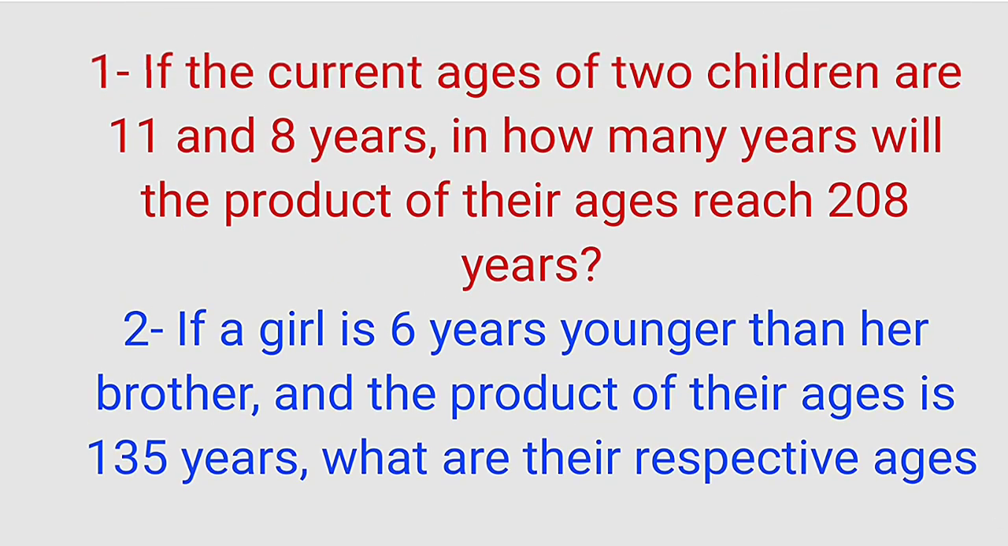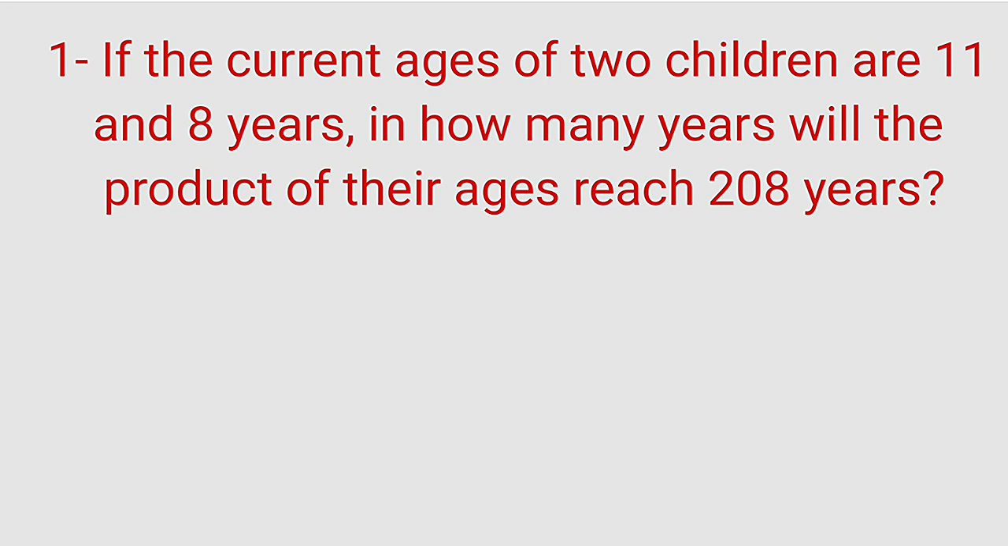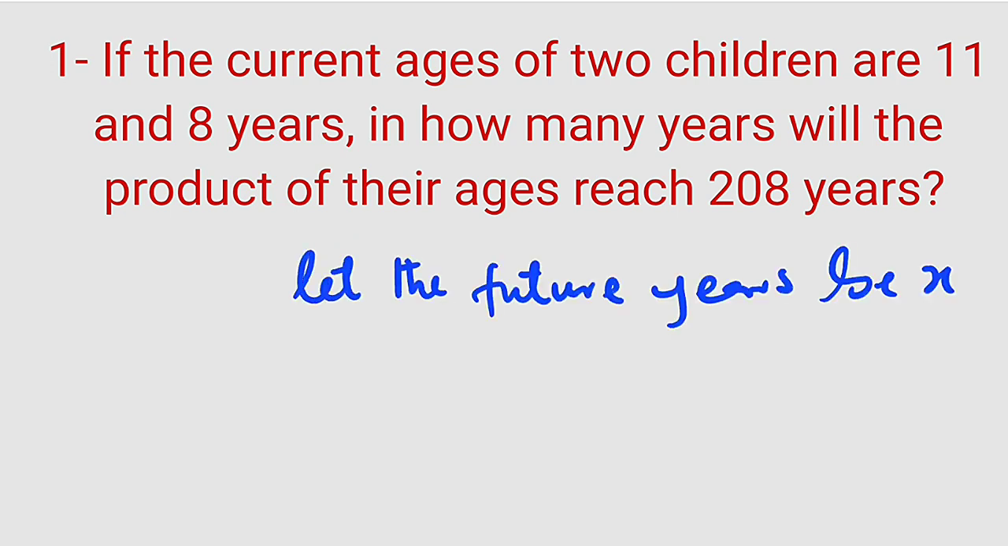All right, let's start with number one. Here is question number one. Let us read it all over again. If the current ages of two children are 11 and 8, in how many years will the product of their ages reach 208? We are talking about the future, right? So we don't know the number of years in the future. Let's assume it is equal to x. So let the future years be x.